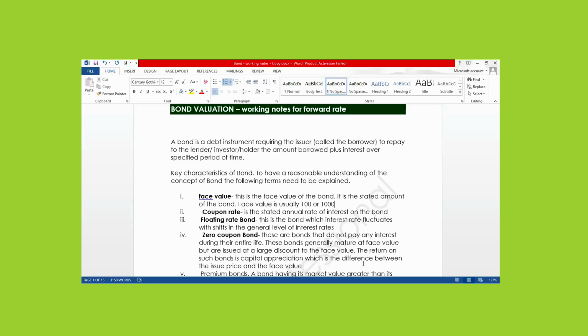We also have floating rate bond. A bond whose interest rate fluctuates. The annual interest rate fluctuates with changes in the general market interest rate. Your floating rate bond.